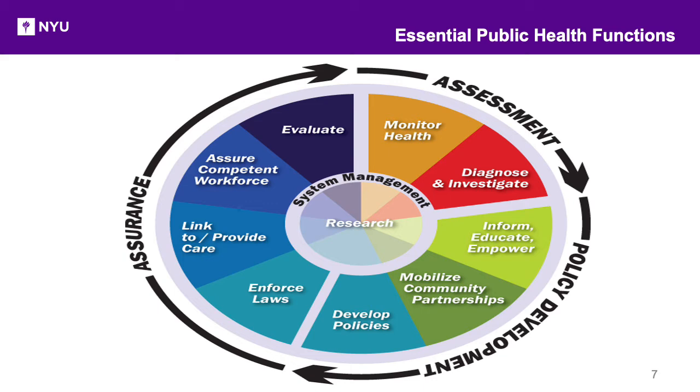Moving from the WHO framework of building a healthcare system, essentially, public health systems and healthcare systems must be able to have three main functions. They must be able to assess, which is monitor health of the population, diagnose and investigate. And then they must also be able to develop policy. They must inform and educate the population, mobilize community partnerships, in fact, and then utilize that to develop policies. And last is assurance. They must enforce laws, be able to link individuals to care, assure a competent workforce, and then evaluate in that capacity.